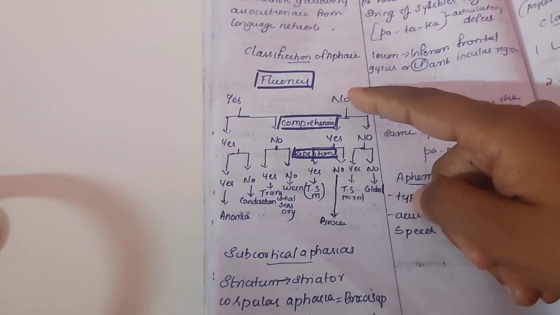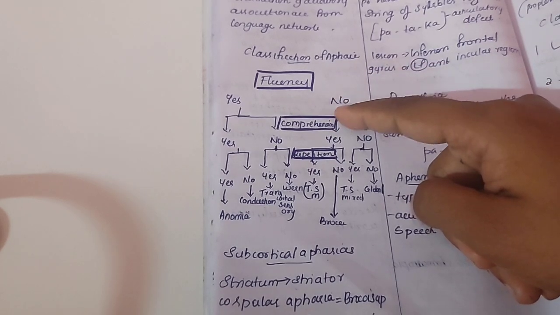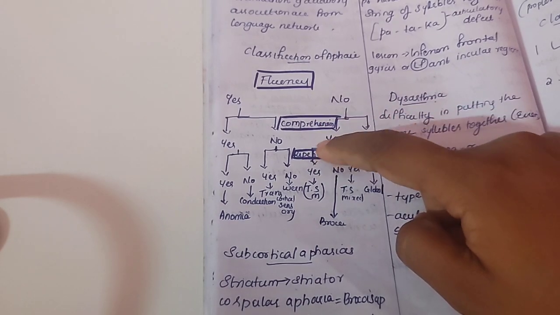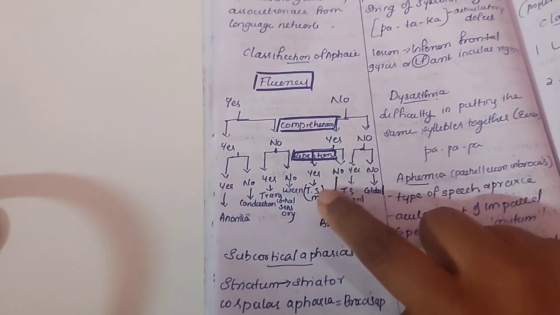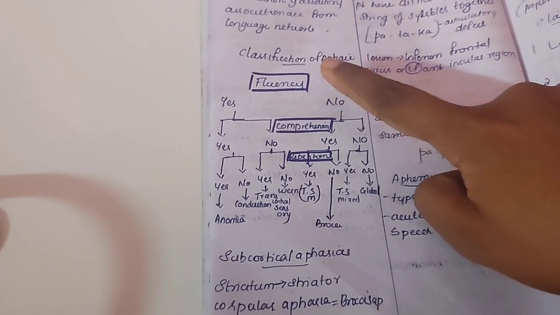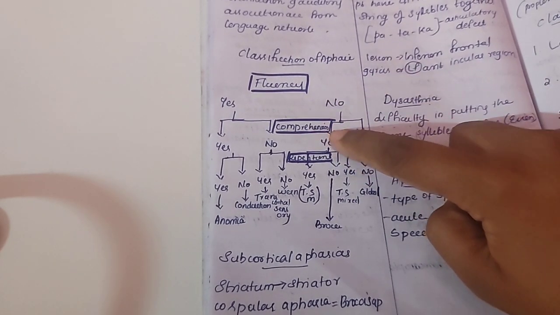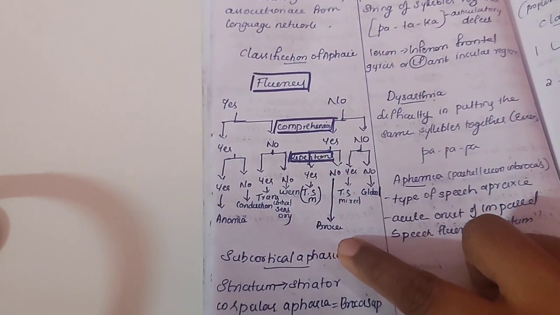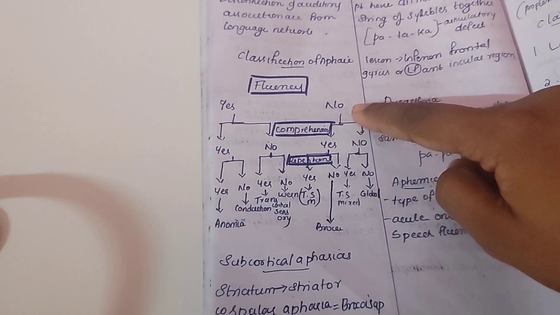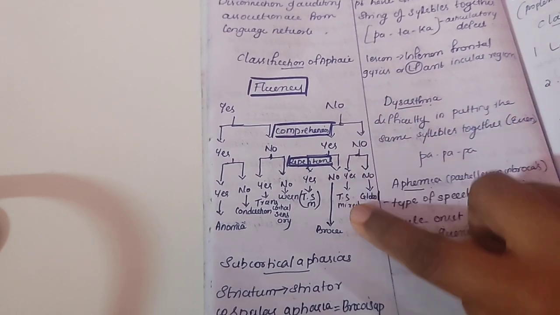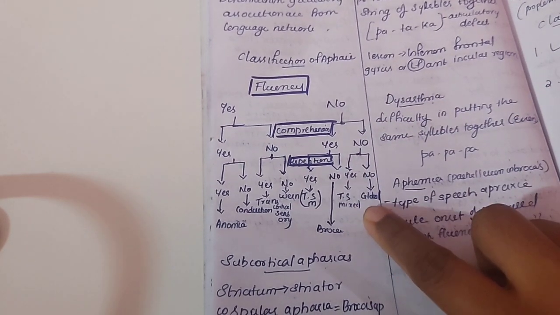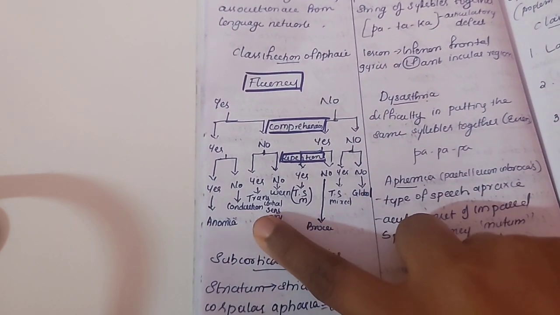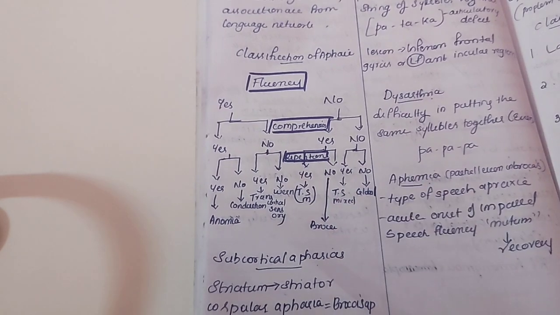Next, fluency is gone, but comprehension is okay and repetition is yes, then that is transcortical motor. Then if fluency is no, comprehension is yes, but repetition is gone, that is Broca's. Next, fluency is gone and comprehension is also gone, but repetition is present, that is mixed transcortical. And if fluency, comprehension, and repetition are all gone, that is global. So anomia, conduction, transcortical, Wernicke's, like that. So that is the thing.